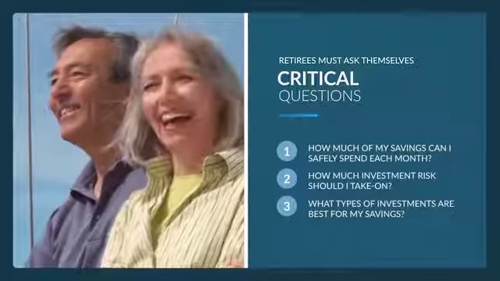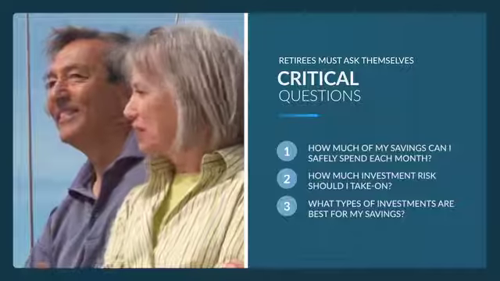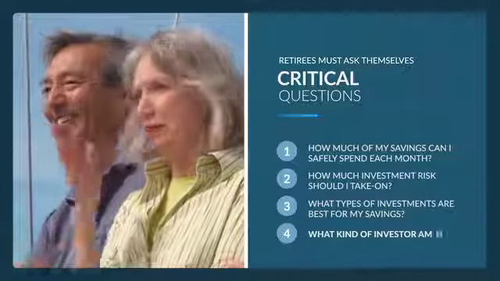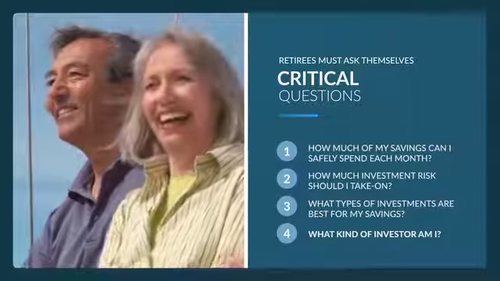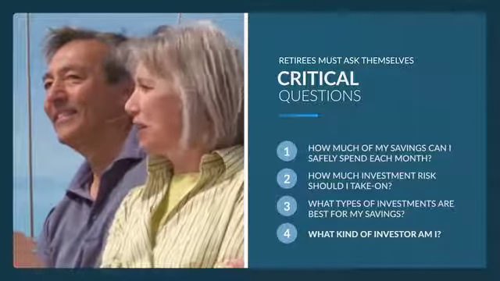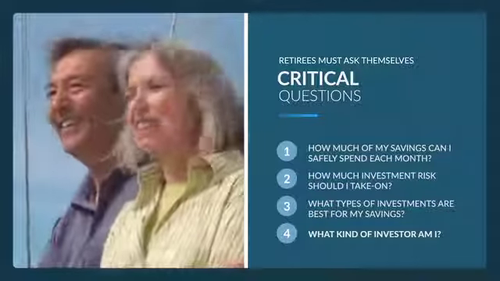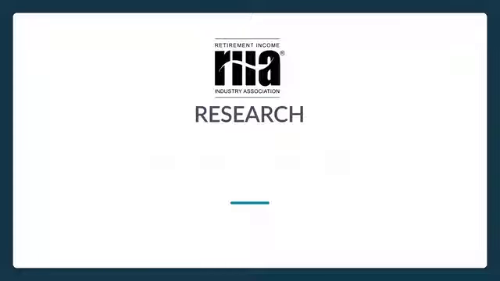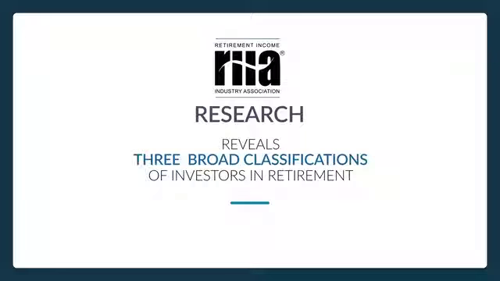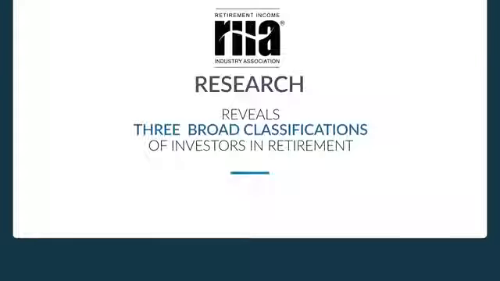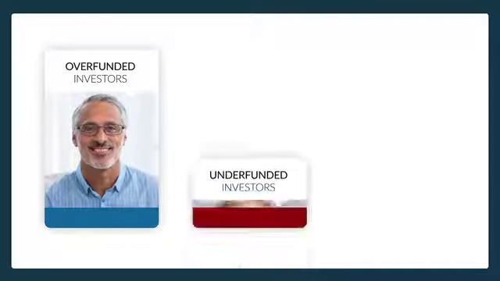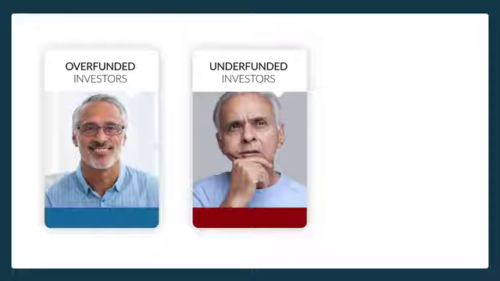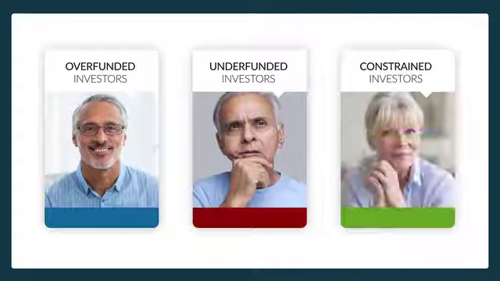Each of these questions is impacted by another very important question. What kind of investor am I? The answer will inform any strategy that you may use to create retirement income. Research from the nonprofit Retirement Income Industry Association reveals 3 broad classifications of investors in retirement. They are overfunded investors, underfunded investors, and constrained investors.